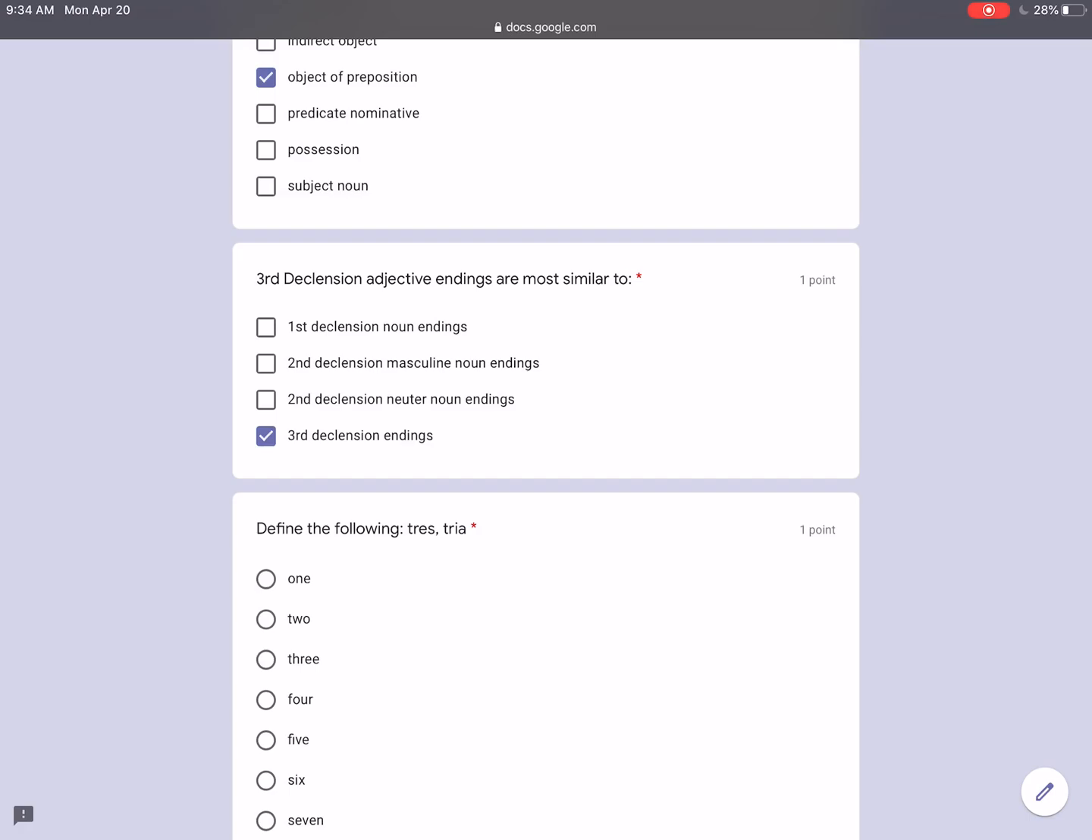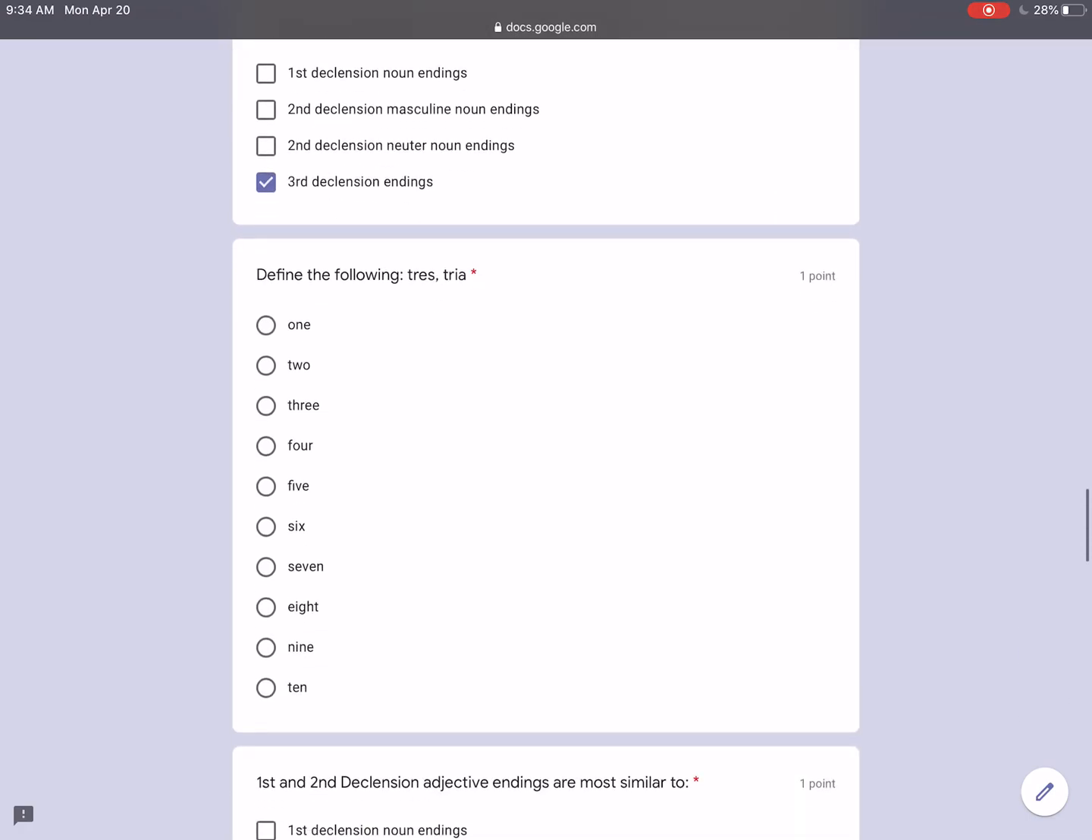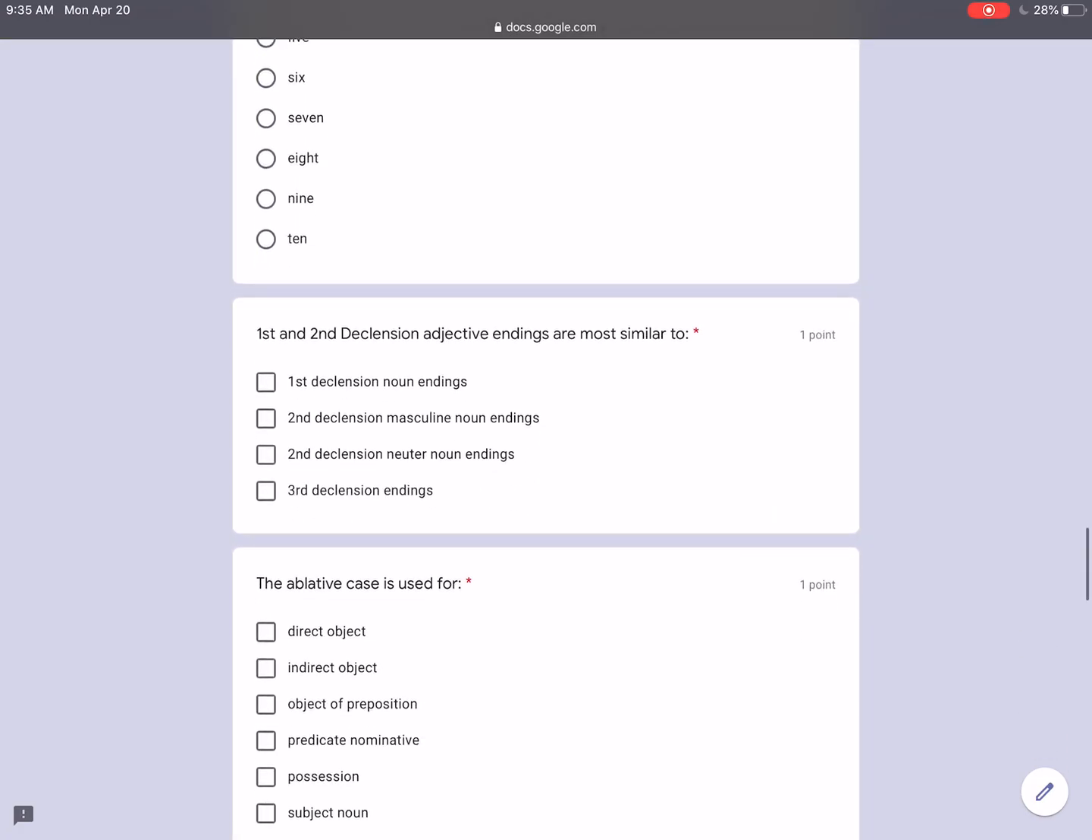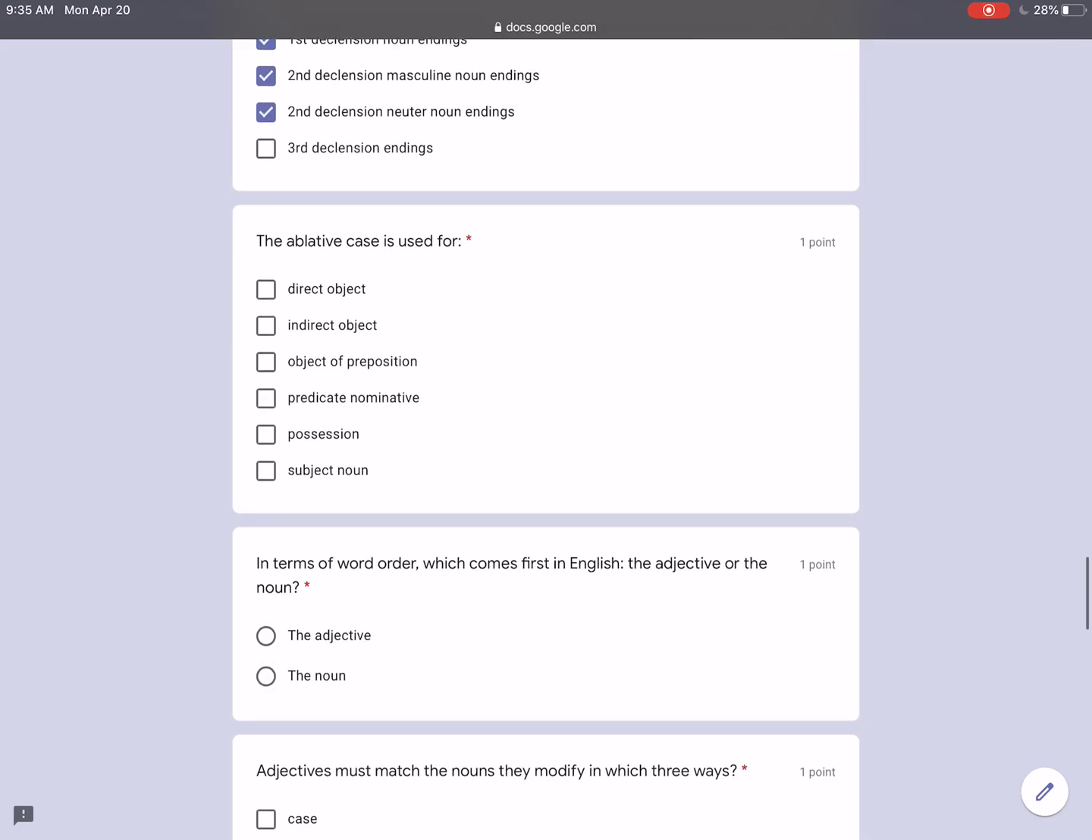Third declension adjectives are similar to third declension nouns. That's the way it is. Define tres, tria, that is 3. Similar question to before. First and second declension adjective endings are most similar to, they call them first and second declension adjectives because they are similar to our first and second declension noun endings. Anyway, the ablative case is used for the object of the preposition.